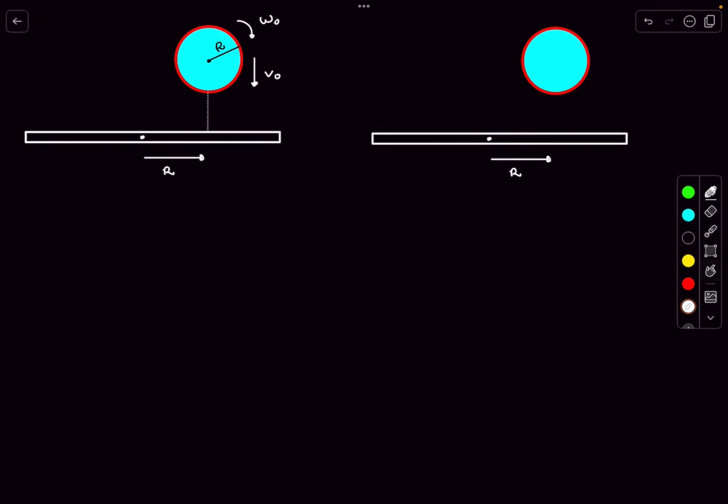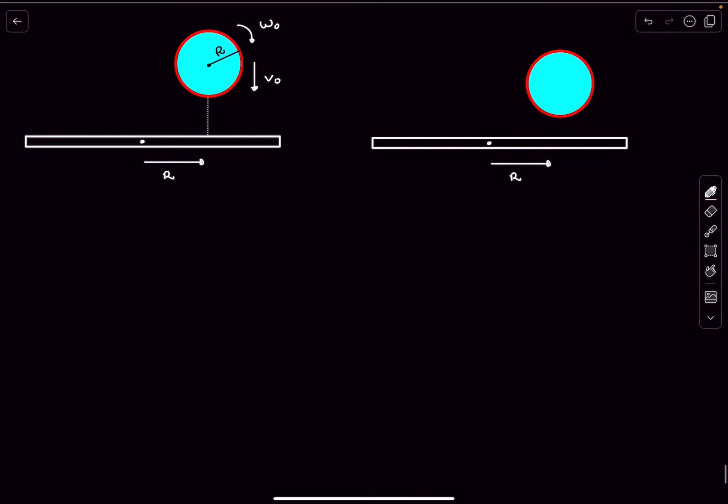Okay guys, so this is how the initial situation is given to us. The ball is falling with a velocity of v naught and it is rotating with an angular velocity of omega naught about a horizontal axis passing through its center. Now let's write down the forces acting on the ball while the collision is happening.